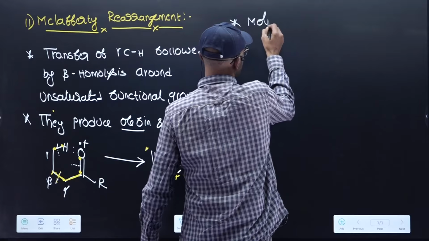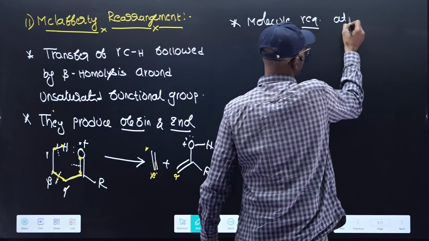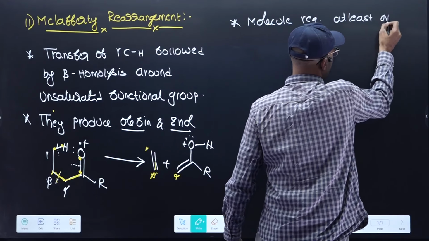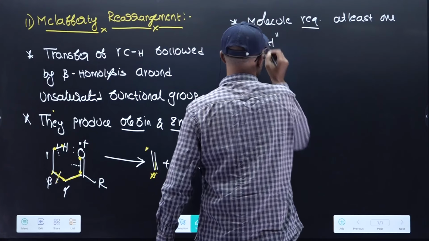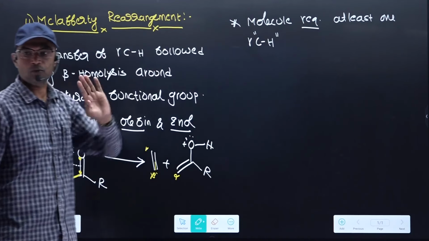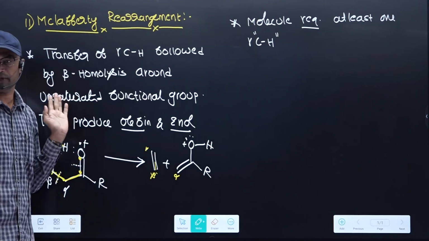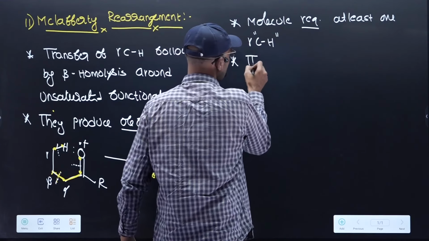So here see, the molecule requires at least one gamma carbon hydrogen. If gamma carbon hydrogen is present, then only it is possible. If you are saying gamma, it means it is unsaturated. If there is no gamma carbon hydrogen, no reaction, no McLafferty. So mostly they are base peaks.